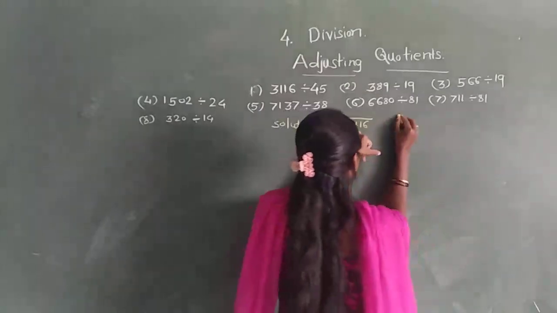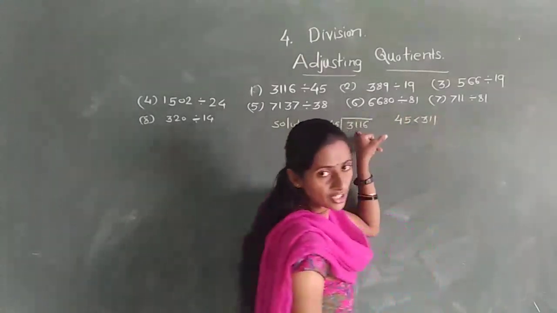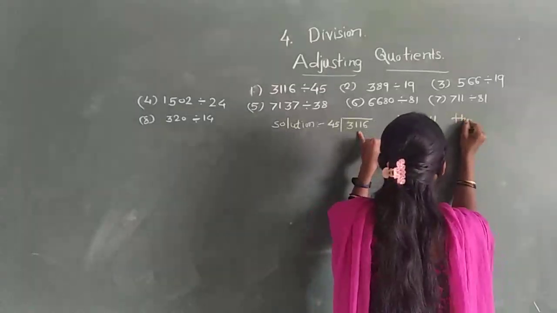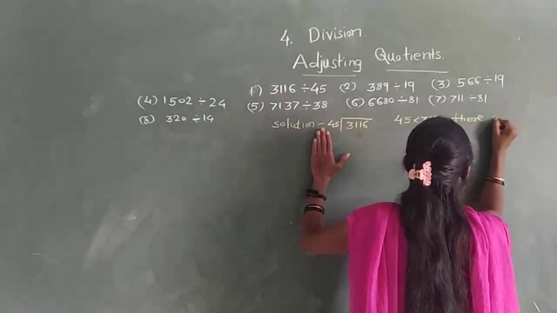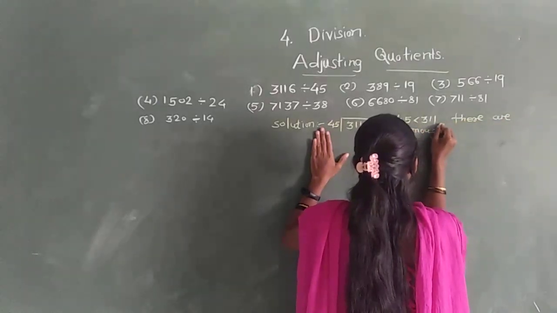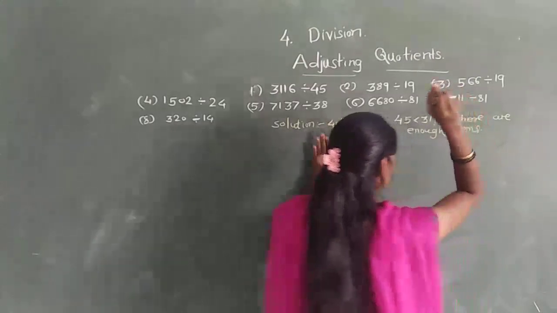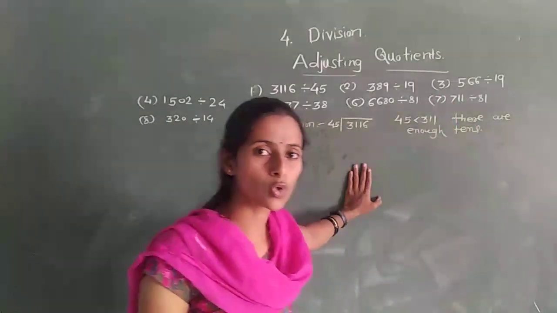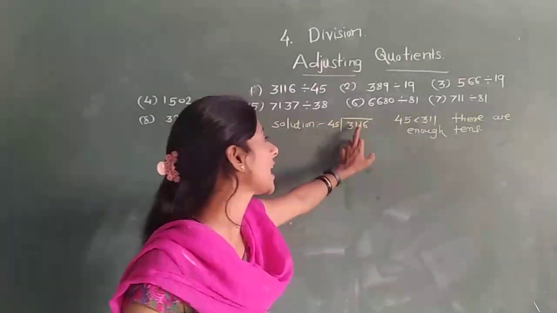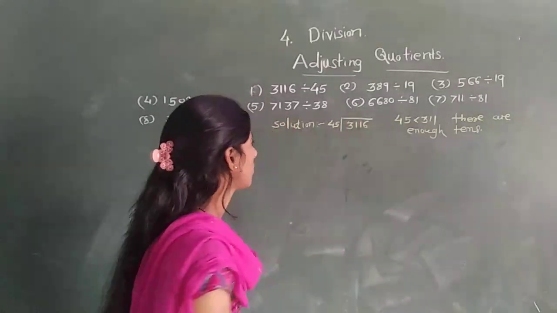Okay, so 45 is less than 311, which means there are enough tens. So the first digit of the quotient will be written above the tens place, that is, above the 1. Clear? Okay, now solve this.